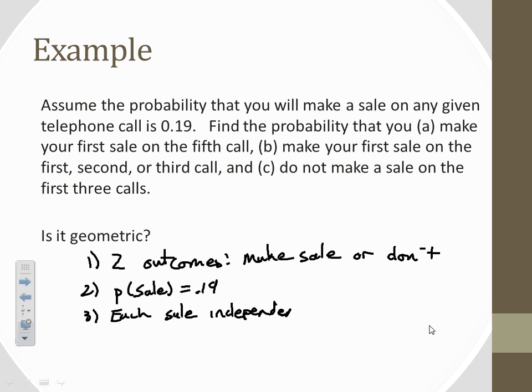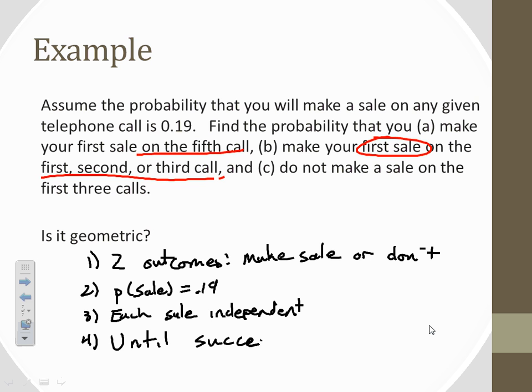I would think it'd be somewhere near 0, considering nobody ever wants to talk to them. But anyway, for this particular example, each sale is independent. And then that final part for number 4, are we going until success, right? So we make our first on the 5th call. So we're going to keep calling until success, right? You make your first sale on the 1st, 2nd, or 3rd call, right? So it's the first sale. So we keep going until success. So again, right here, until success.